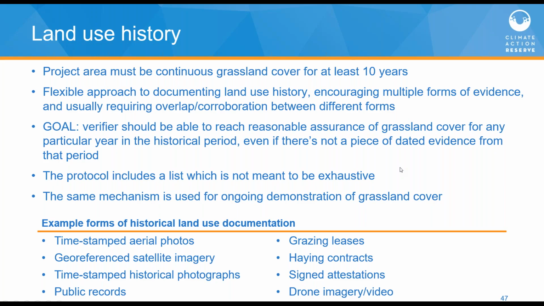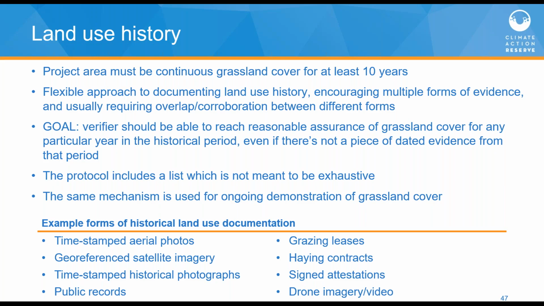During the first verification, it's also important to document the land use history. So as I said, the project area has to be continuous grassland cover for at least 10 years. We try to be flexible here. Essentially, your verifier needs to reach reasonable assurance that for any given year in that 10-year period, you've provided some compelling evidence that the project area was a grassland.